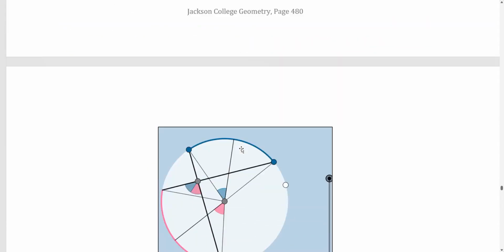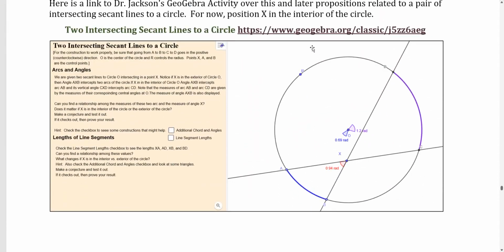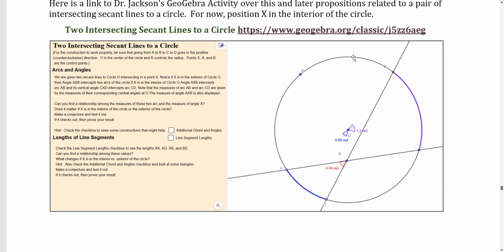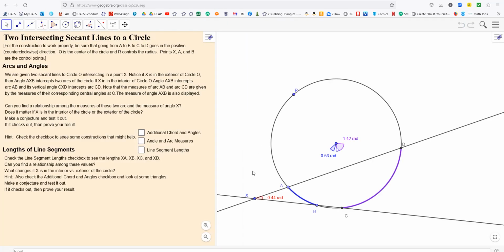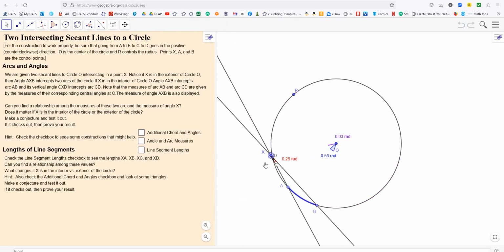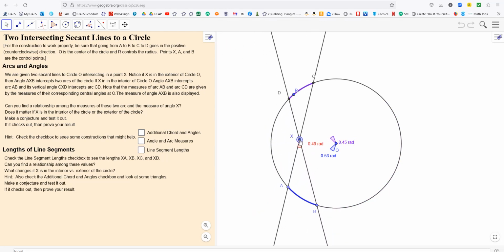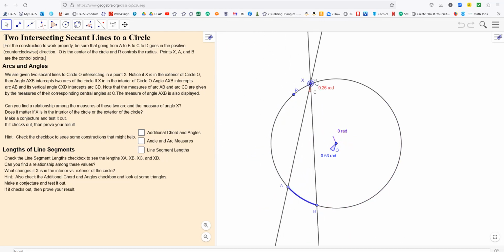Okay, so here is my app for the same thing here. I think I've got it right here if I can get to it. All right, we'll just get to it this way. Okay, there it is. There's the point X, so you can make it be on the circle, in the interior, or the exterior. So I've got all three cases here.